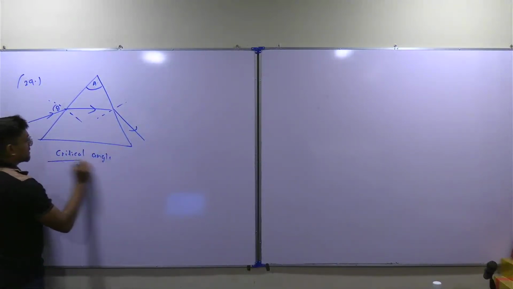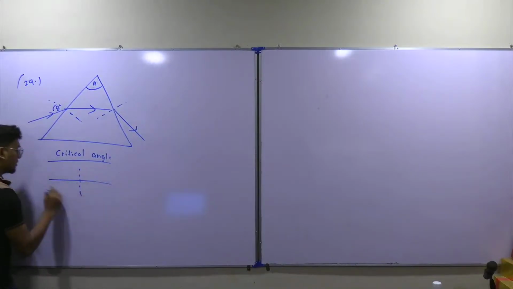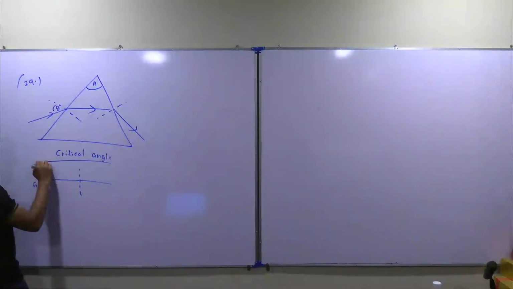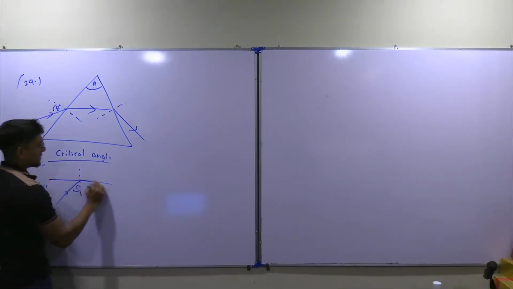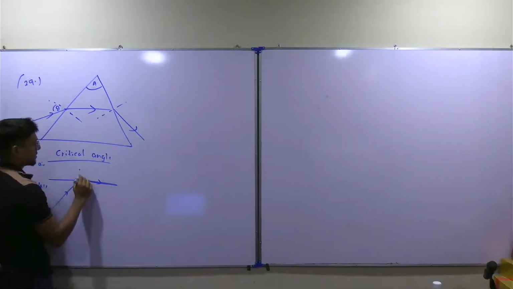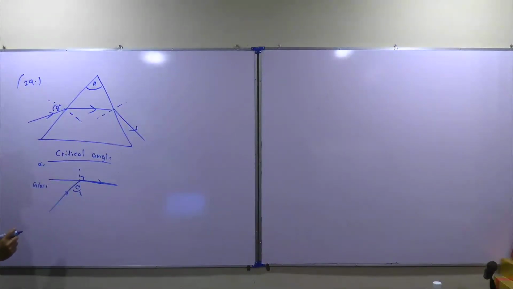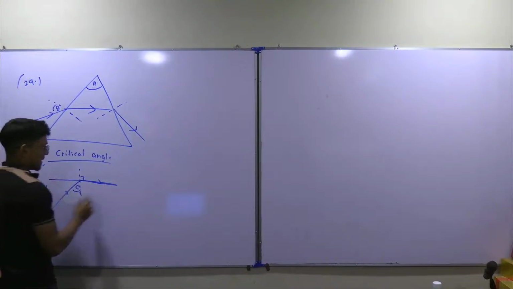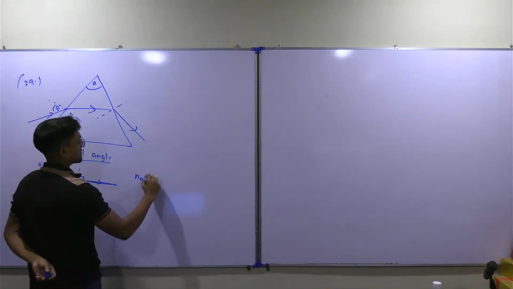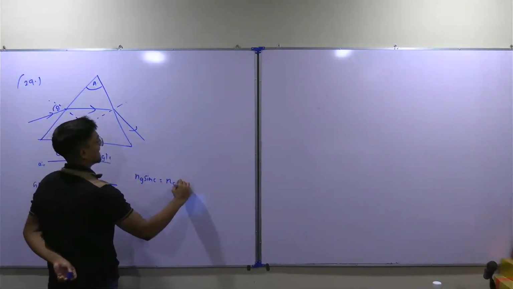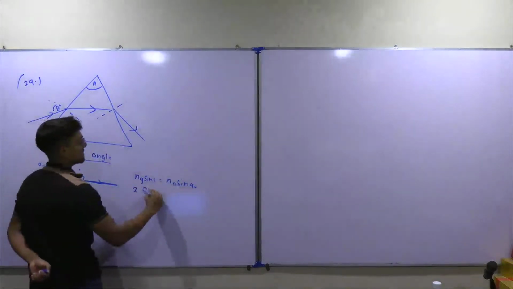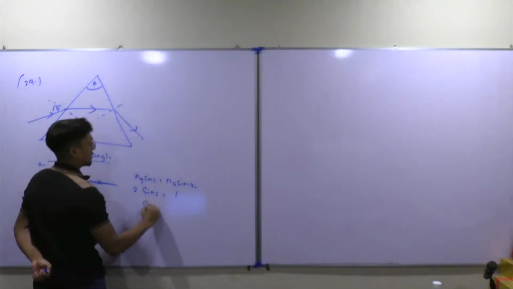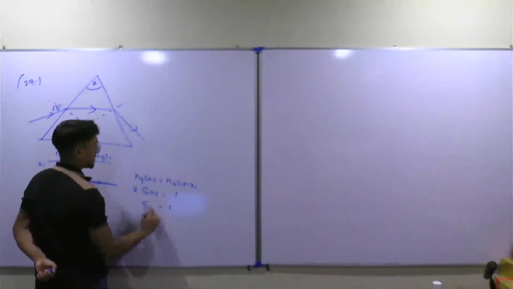Critical angle is what? Let's say this is glass and this is air. If the angle of incidence is C, the critical angle, the ray will pass along this surface, or the angle of refraction is 90 degrees. You can apply Snell's law, that is n glass sine C is equal to n air sine 90. n glass is 2, that is given. Sine C is equal to, this term is 1, so sine C is 1 over 2.